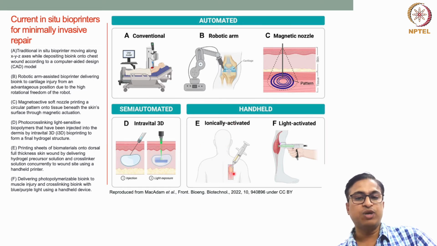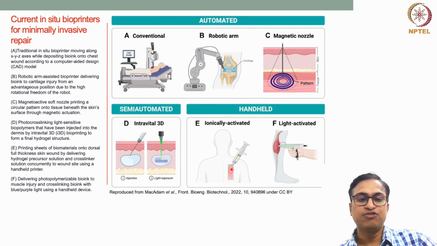The other approach is ionically activated. In ionically activated, we can print a sheet of biomaterial onto, suppose, a dorsal full thickness wound by delivering hydrogel precursor solution and cross-linker solution concurrently to the wound site using a handheld bioprinter. So here this kind of handheld device can be developed. We'll discuss one of such things in the coming slides, where we can have a handheld bioprinting device. It can print some biomaterials plus cells onto the wound bed directly, and then can be cross-linked either by photo cross-linking or other ways.